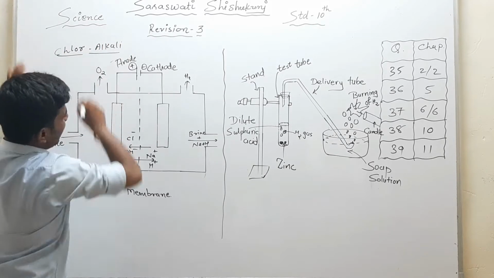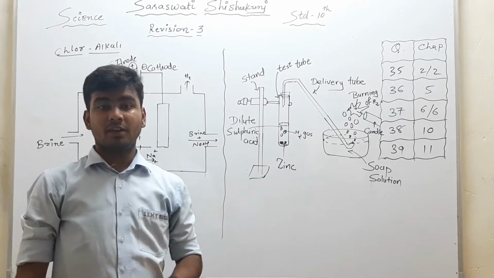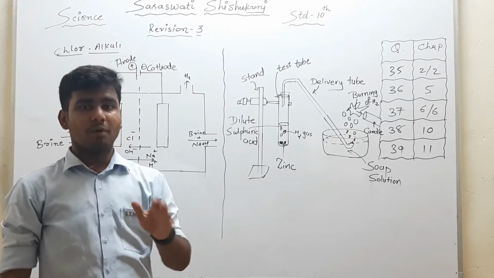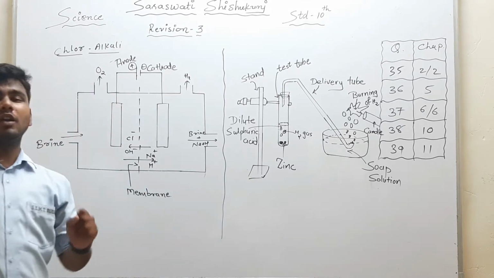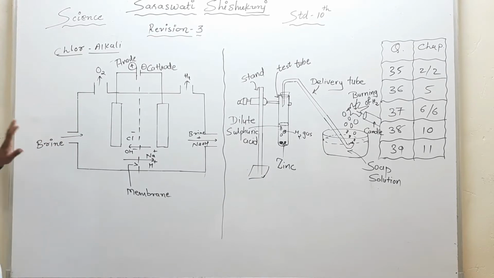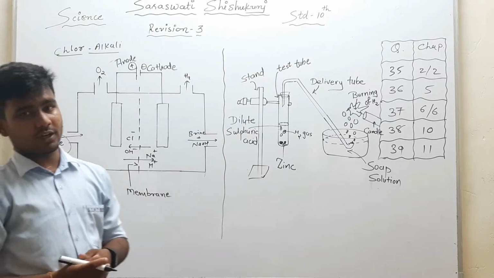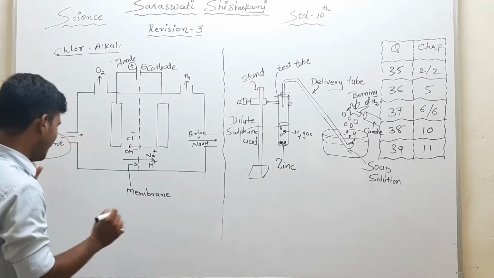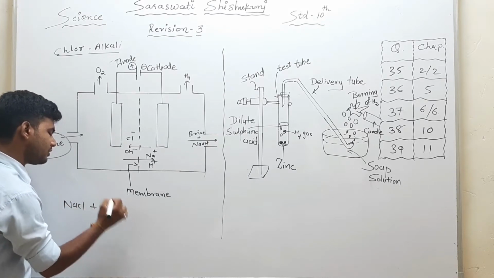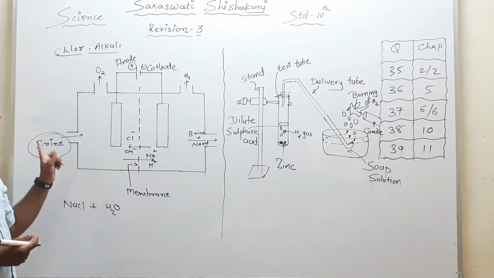Okay, chlor-alkali method. First of all, why is this method called the chlor-alkali method? Because during this process, chlorine and alkali, meaning base, are both produced. So that is called the chlor-alkali method. Now let's understand what the chlor-alkali method is. Brine is the saturated aqueous solution of salt. We can understand it like this: NaCl plus H2O, the brine solution.